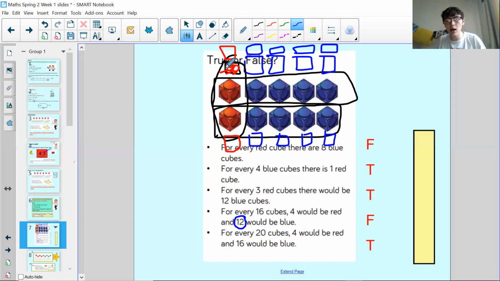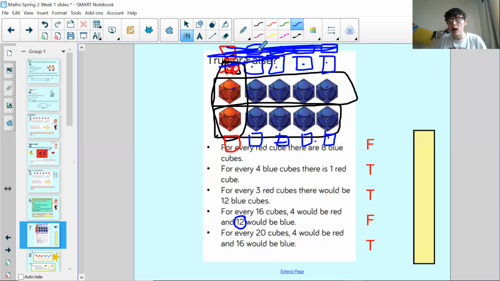Okay, so we can count that up. We've got 1, 2, 3, 4 red, and then how many blue come with 4 red? 1, 2, 3, 4, 5, 6, 7, 8, 9, 10, 11, 12, 13, 14, 15, 16. Okay, so I didn't actually need my extra line.